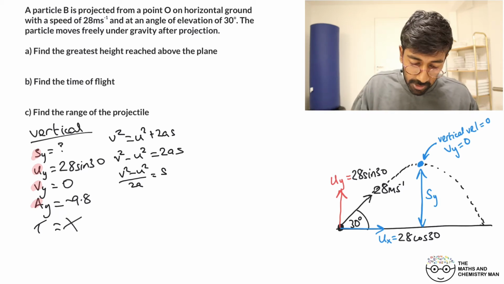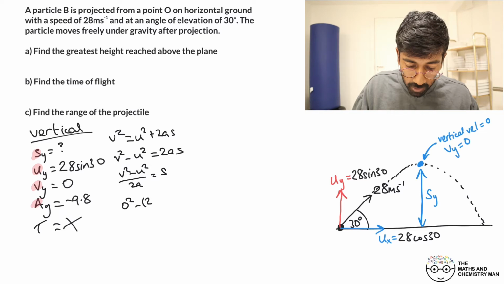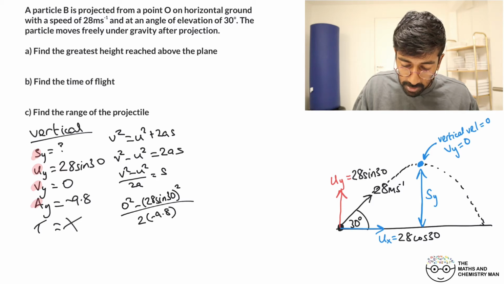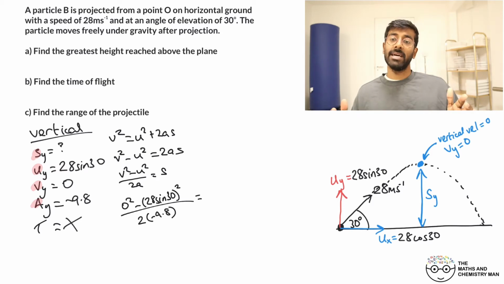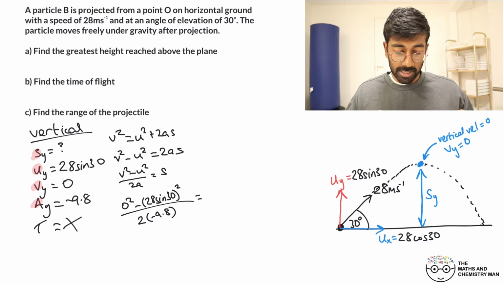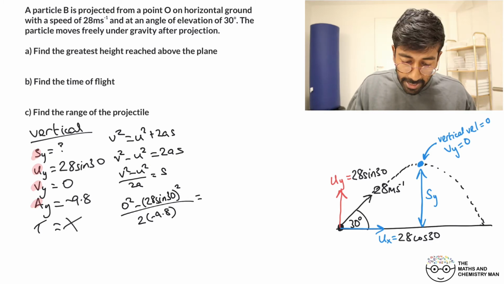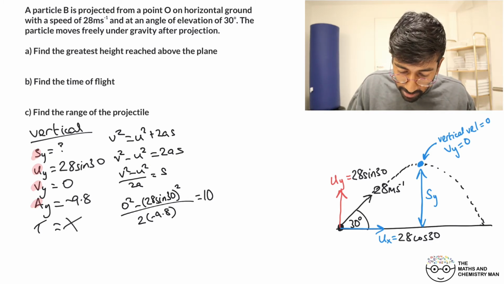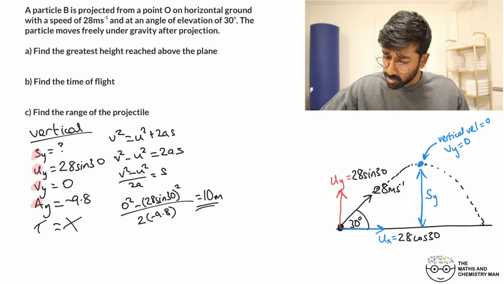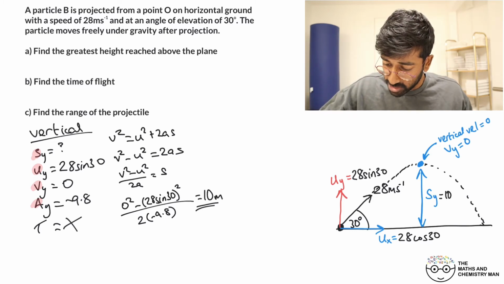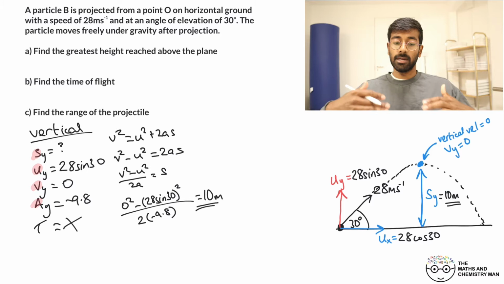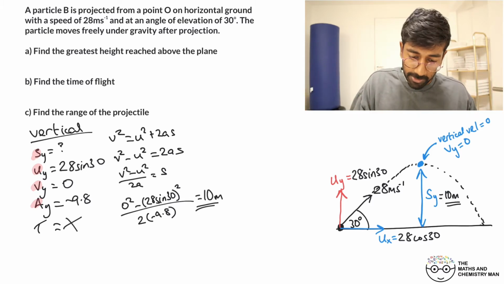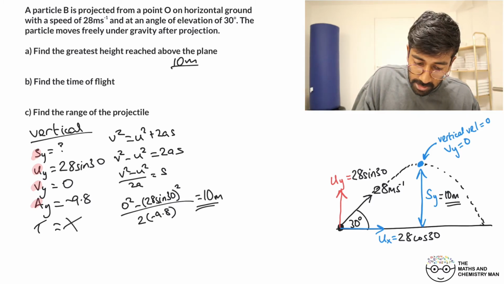Now let's plug in the info. We'll have 0 squared take away 28 sin 30 all squared, and then divide that by 2 lots of minus 9.8. There we go. That's going to give us s. So punch that all into the calculator real quickly, and I think that actually comes out bang on 10 meters. So what we just found out there is the greatest height it reaches is 10 meters above the ground, or 10 meters above the plane. So let's put that there, 10 meters.